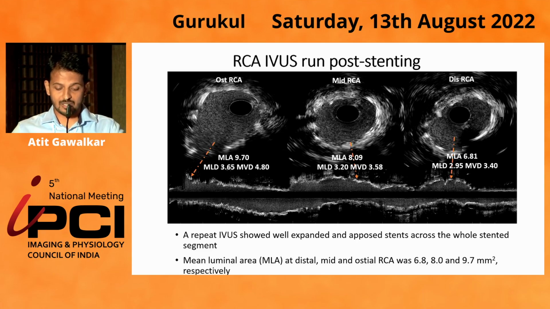And we can see that at the distal RCA, the MLA was 6.8 mm square, and at the ostia, it was 9.7 mm square.